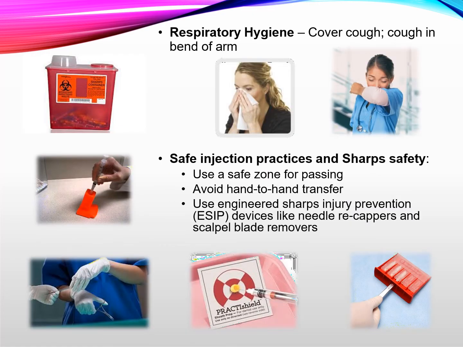Respiratory hygiene: practice covering your cough and coughing in the bend of your arm if you don't have a tissue available. Safe injection practices and sharp safety includes using a safe zone for passing, like during procedures, avoiding hand-to-hand transfer, using engineered sharps injury prevention devices like needle recappers and scalpel blade removers.